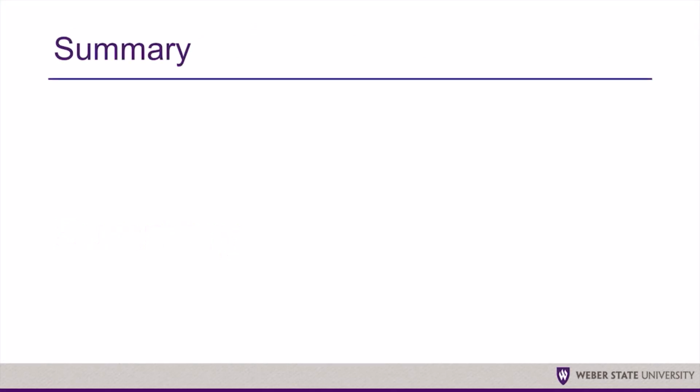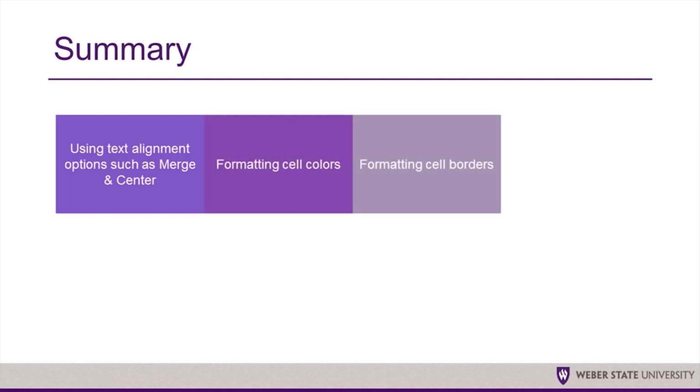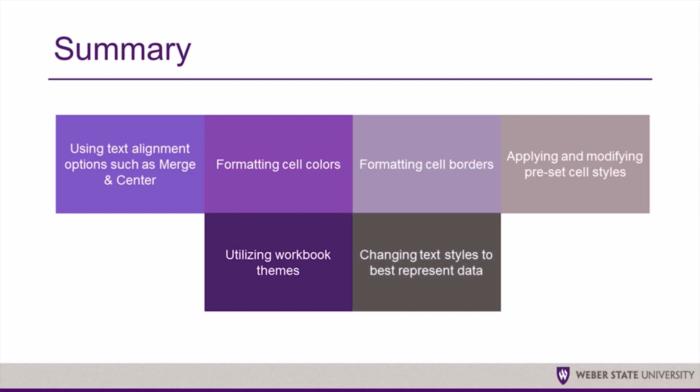Formatting a worksheet or workbook in Excel can greatly enhance the readability and make it easier to understand. Merging and centering cells can draw attention and enable more precise layouts for tables. Changing cell colors and adding cell borders can also draw attention, making certain sections of your worksheet more visible than others. For a quicker and easier formatting method, you can use the preset styles and themes that come packaged with Excel. And perhaps most importantly, you need to use the correct text styles to best represent your data. With these tools, you're ready to format your own worksheets.